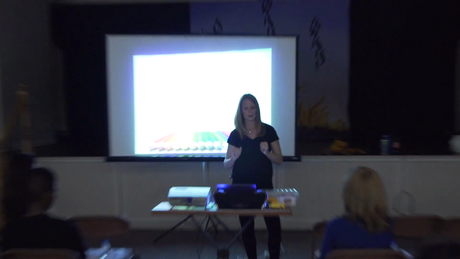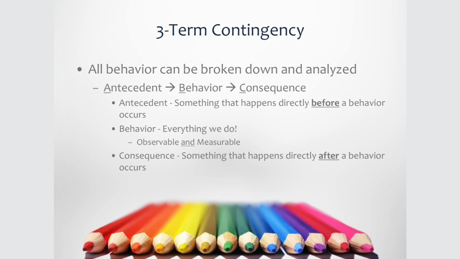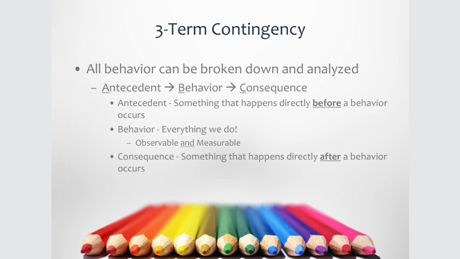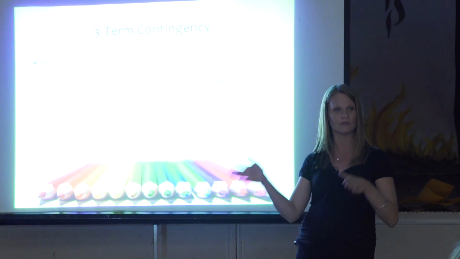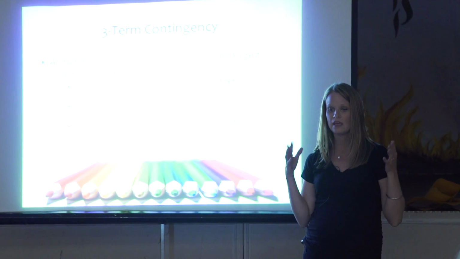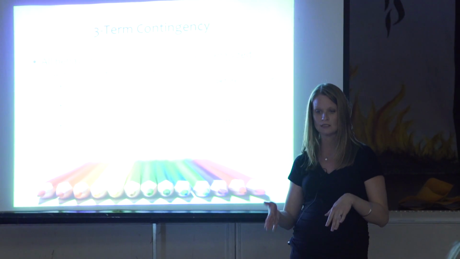How many are familiar with the three-term contingency? You are? Can I just get a show of hands? Awesome, so a good number, perfect. So we have the three-term contingency. Basically all behavior can be broken down and analyzed. We have an antecedent, something that happens directly before behavior. The behavior itself, which is, like I said, everything that we do, and then a consequence.